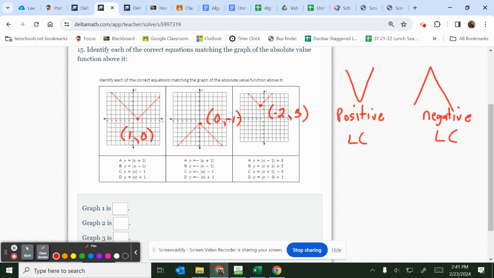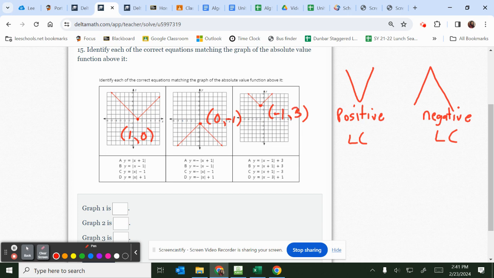So again, x is 1, y is 0. Then x is 0, y is negative 1. And negative 1 for the x, positive 3 for the y.